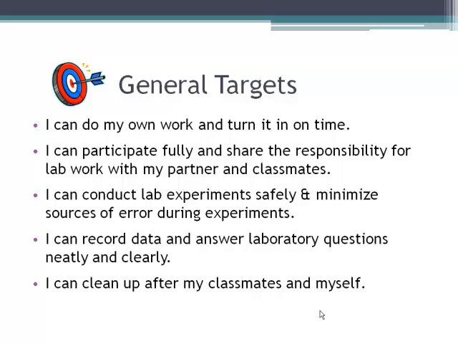I always like to end the list of learning targets with some general targets that serve us well throughout the year. The chemistry classroom is a place for you to learn and to contribute to the learning of others, much like the collaboration that goes on between scientists throughout the world.